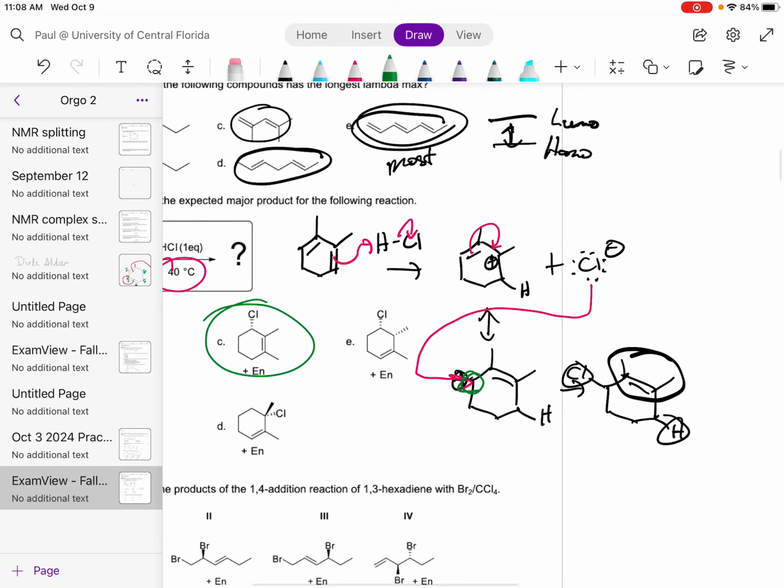Okay, so the way I drew my product, I just drew that line. That's not correct. We would have to draw it as either a wedge or a dash, but both would be correct.